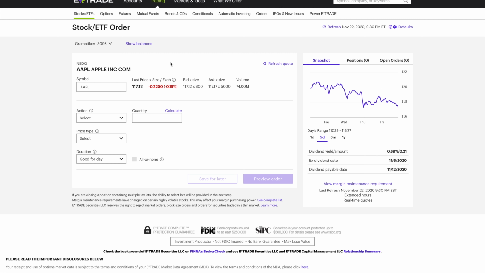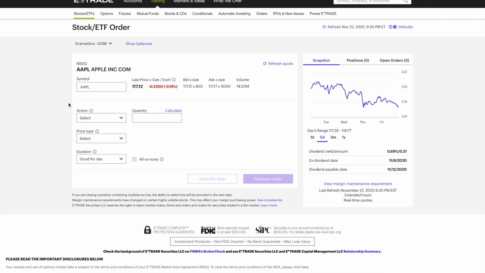So once you select the stock, here you're going to see a little information about where the stock is trading at the moment, and the bid and the ask size. For those of you who don't know what this is, the bid is the highest price somebody is willing to pay at the moment for one share of this stock, and the ask is the lowest price somebody is willing to sell at this moment for one share.